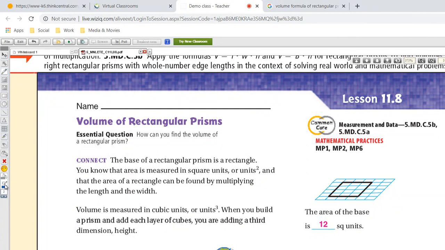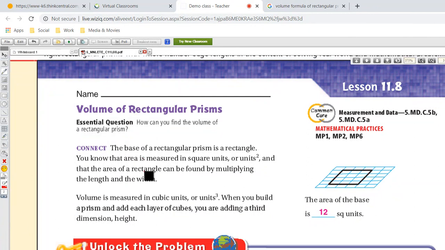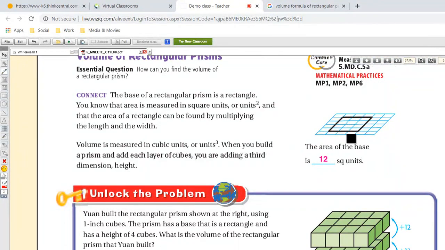We have here in the first problem, the area of this base. This base is a rectangle. As we said before, all faces of a rectangular prism are rectangles. So if we want to get the area of the base, we have to multiply the width and the length of this base, or we can count the cubic units of this. So we have here how many cubic units in this area.